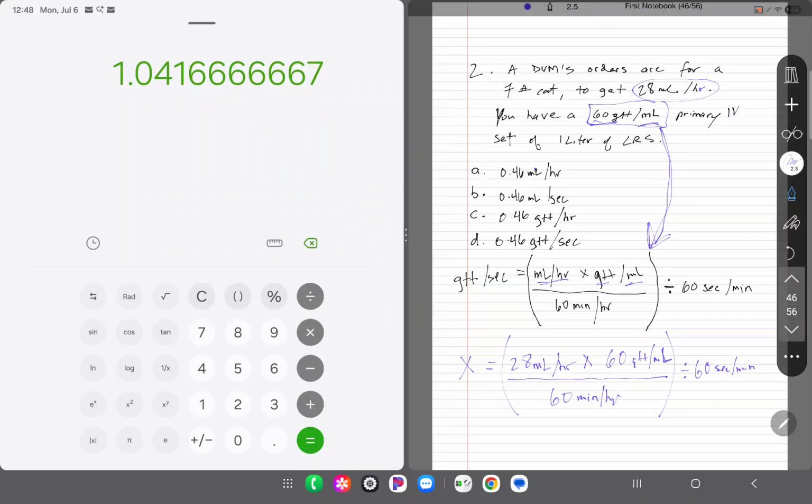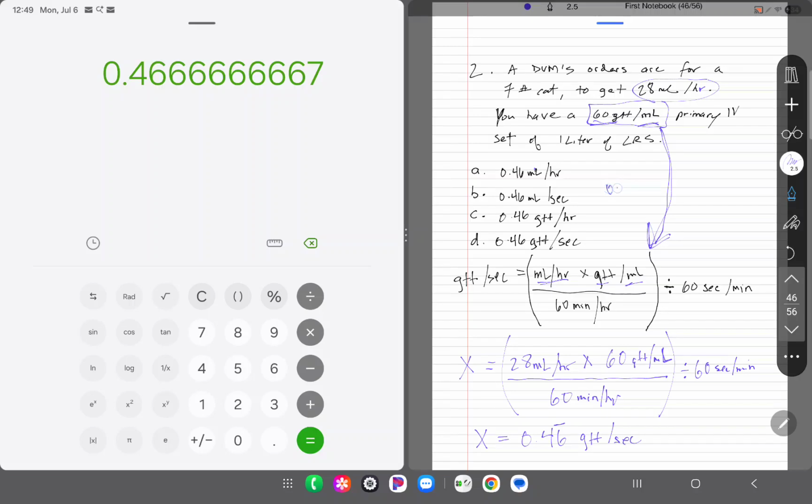Now we solve for X. So we've got 28 times 60, because again, the top of that bracket goes first. Then we're going to divide by 60. Now we've done everything in the brackets, so now we can move outside the brackets, which is divided by 60. Fabulous. Now we have an answer of 0.46 repeating drips per second. All right.